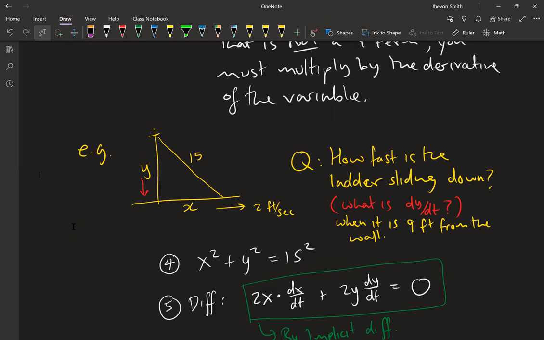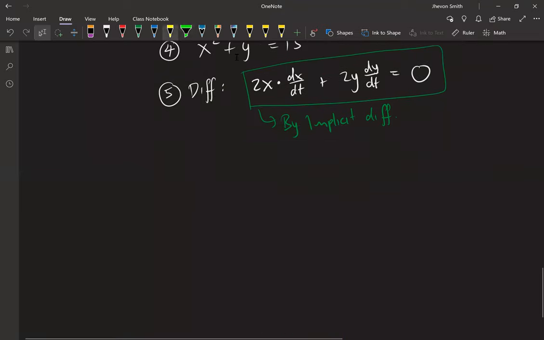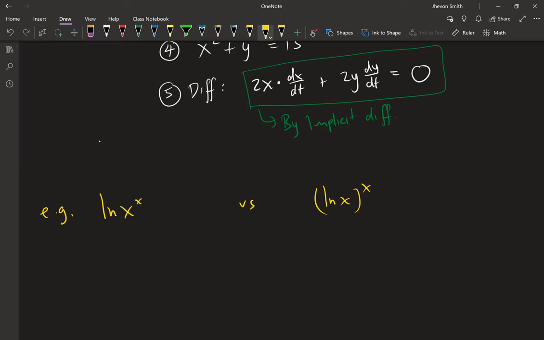Okay, other questions? How would you differentiate ln of x to the x power? Ln of x to the x power? Yeah. Well, it depends on what you mean. For example, ln of x to the x versus ln of x to the x, which one do you mean? Because they're dealt with differently. The second one. And there's an x up here. So you would use log differentiation. For this, I would use log differentiation.